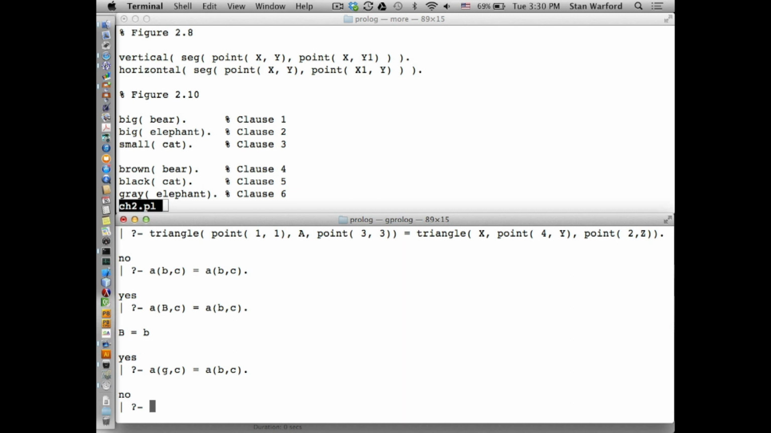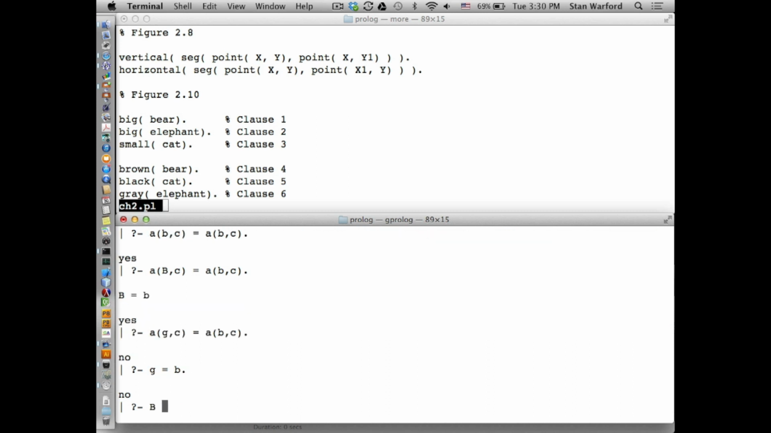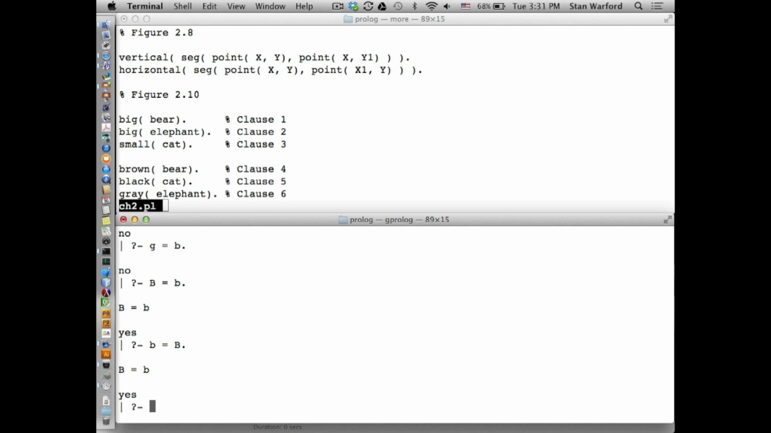If we do g match b, what happens? No. If we do big B match b, what happens? It succeeds, because if we instantiate big B to little b, they match. What about b, lowercase b, matches big B? Very good question. Yeah, either way, on either side. It's symmetric.